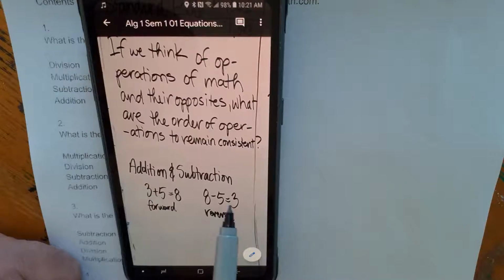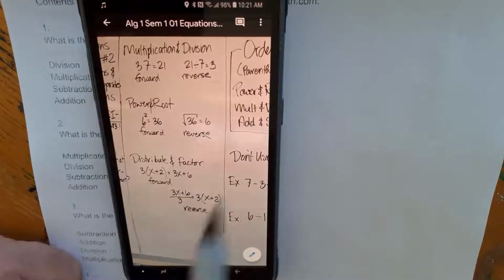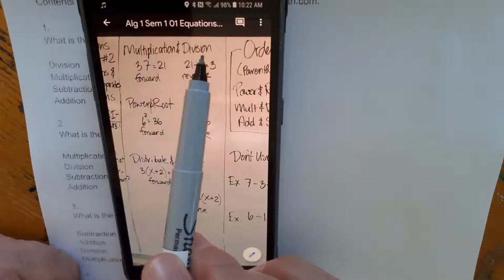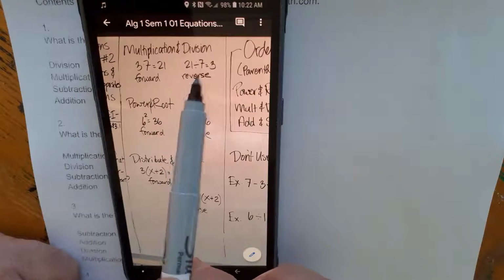So we started at 3, we ended at 3. We went forward, we went reverse. We took a step back. That is what math is. It's forward and reverse over and over again. We went on and taught you multiplication. What do we teach you right after multiplication? Division, because multiplication is a forward and division is a reverse.